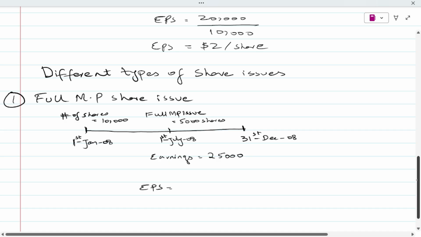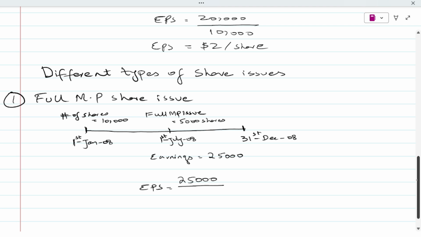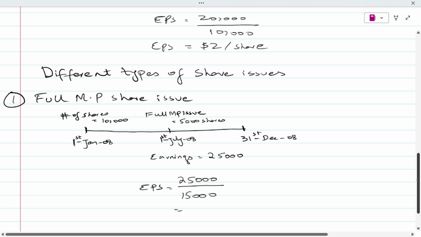So if I were to calculate my EPS, my earnings are 25,000, correct? And the number of shares that I have were 10,000 at the beginning of the year, correct? And in the middle of the year, I issued 5,000 more shares into the market. So that's 10 and 5, a total of 15,000, correct? So 25,000 divided by 15,000, I'm going to get how much? 1.6 something, right? So I'm getting $1.67 per share worth of EPS.